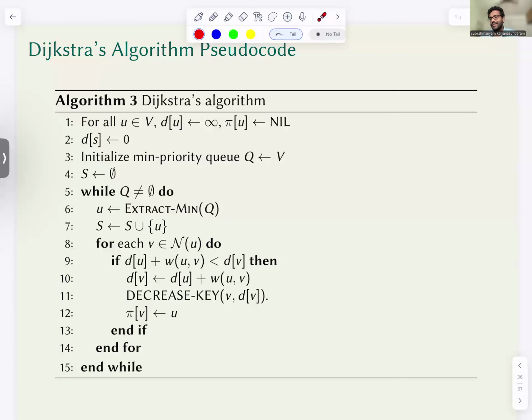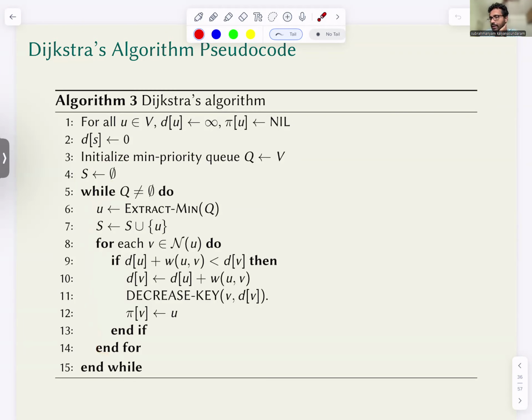So then what do we do? The initialization is similar. Initially everybody has weight infinity, everybody's parent pointer is null, and then you enqueue only the source and you make the D value 0. And then you have a set S, where the completed vertices are included. This set S is like the black vertices in the BFS. And you keep repeating this till the queue is empty.